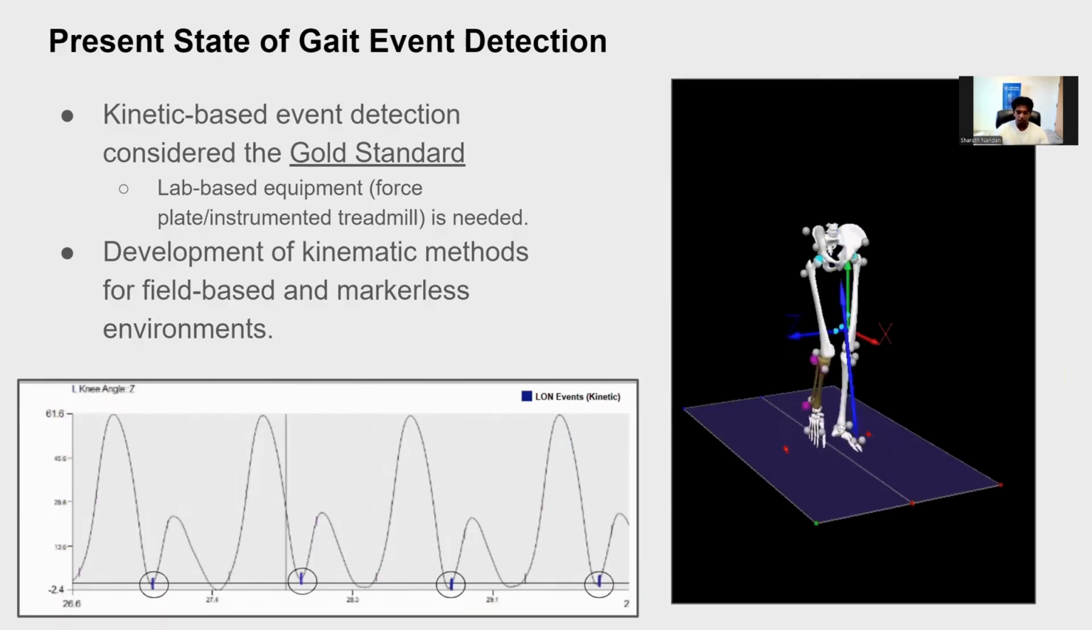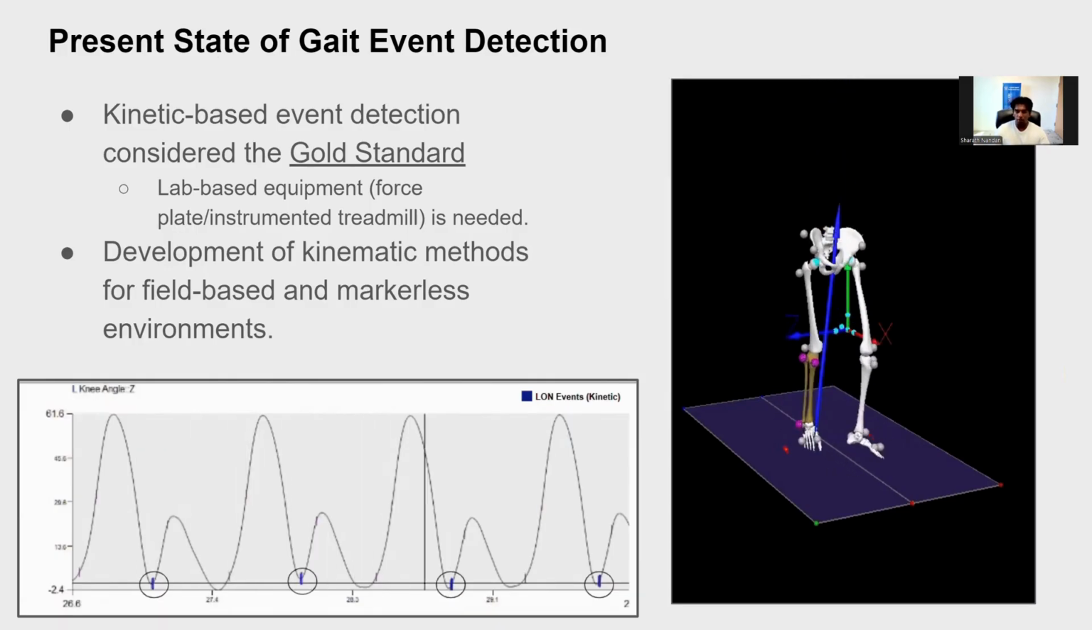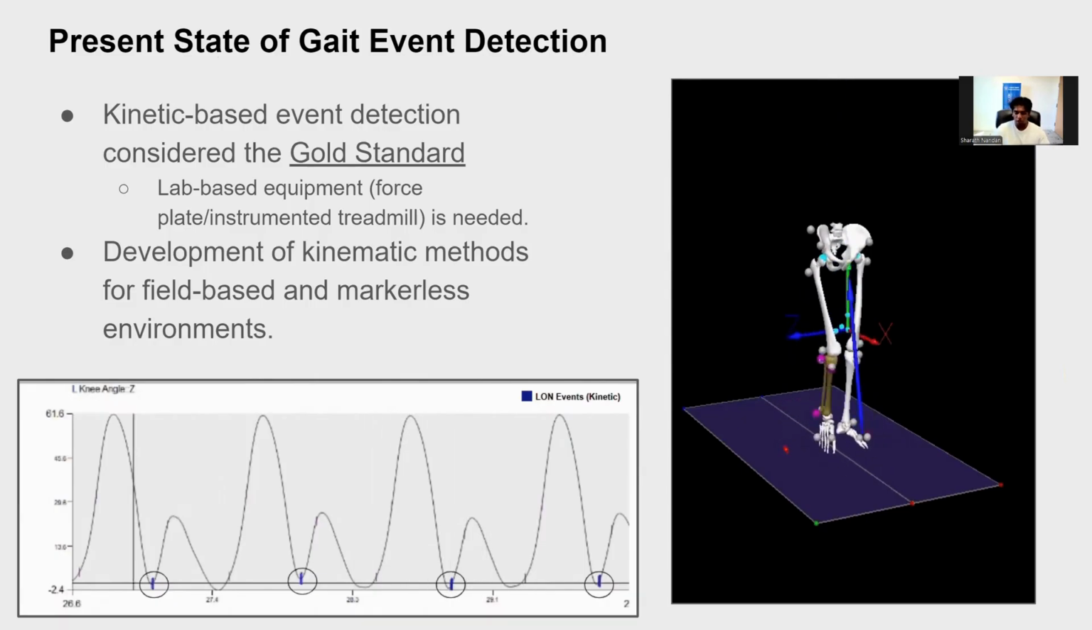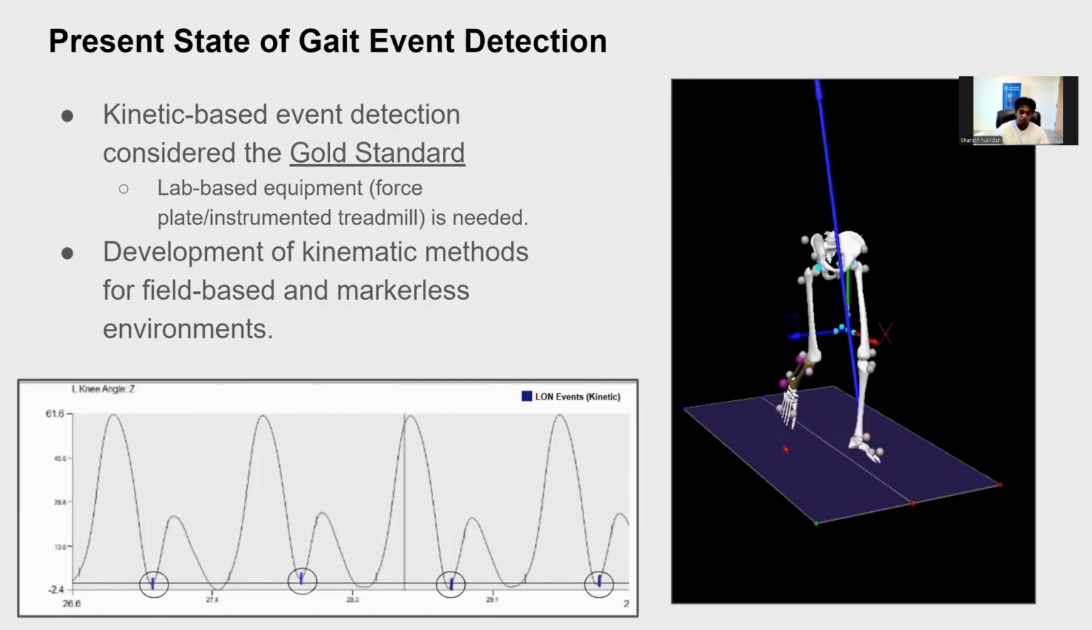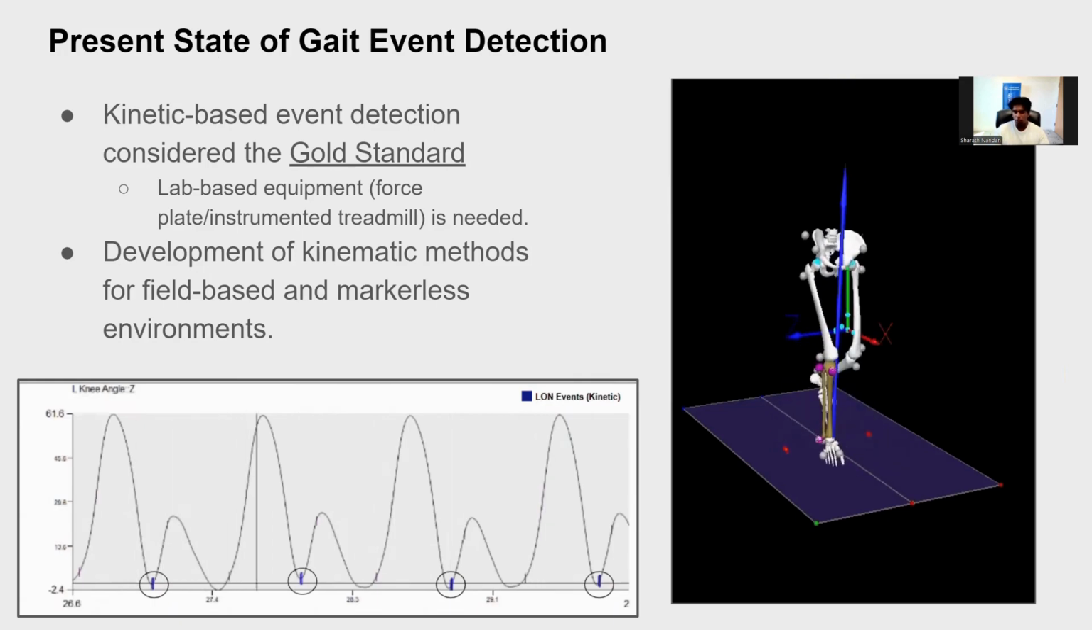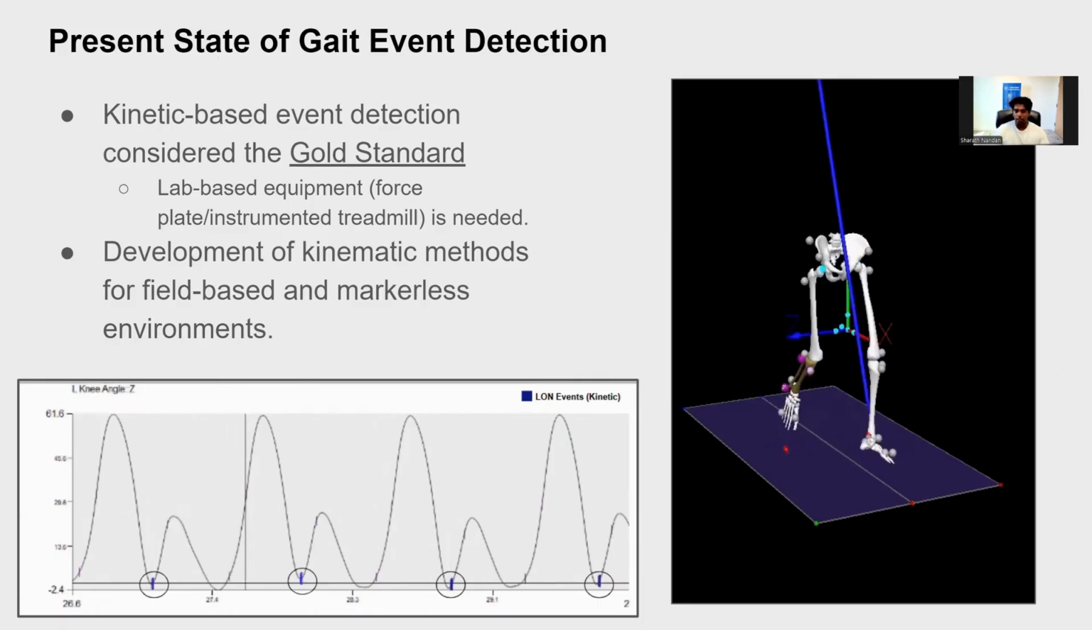But this equipment is expensive and not always readily available to all labs, especially in field-based studies or markerless motion capture systems. And that's why researchers have worked to develop algorithms contributing to kinematic-based methods instead. This is to try and identify these same events using motion features rather than these force thresholds. So this includes joint positions, velocities, accelerations, and other different measures.